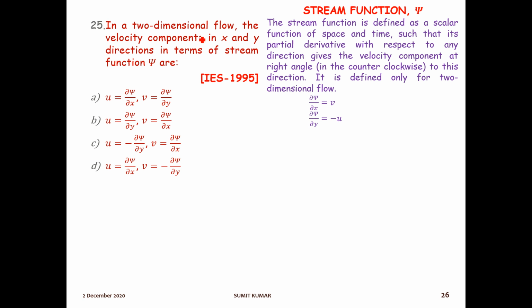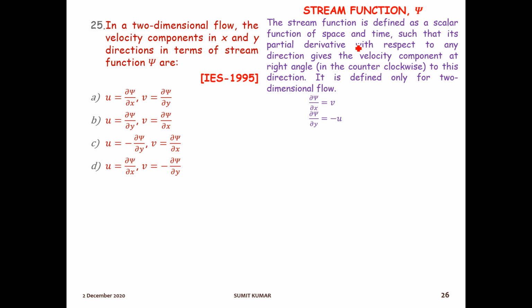Now question number 25. In a two-dimensional flow, the velocity components u and v are to be given in terms of a stream function. So we need to write this in terms of the stream function. By definition of a stream function, we know that del psi by del x is equal to v and del psi by del y is equal to minus u. What was the definition?